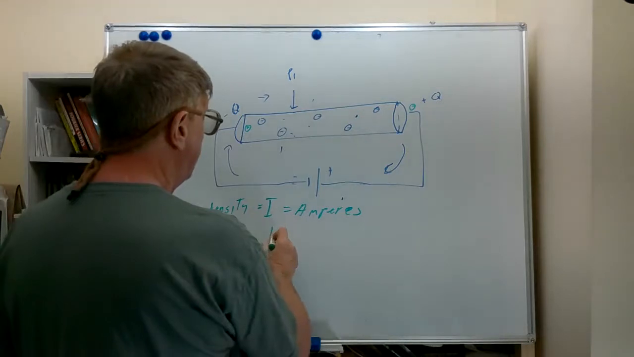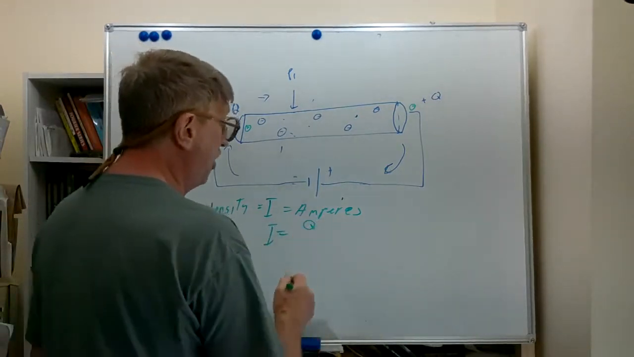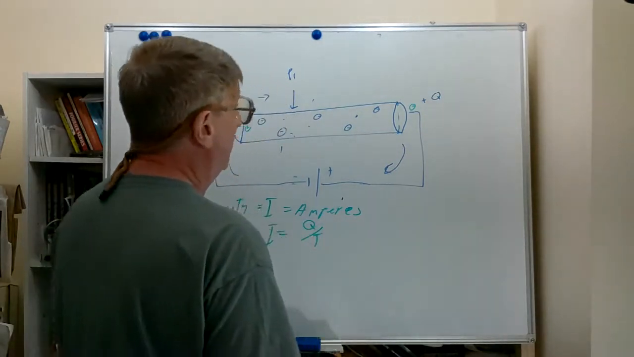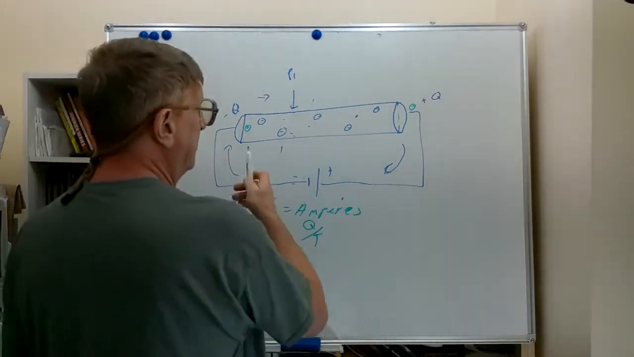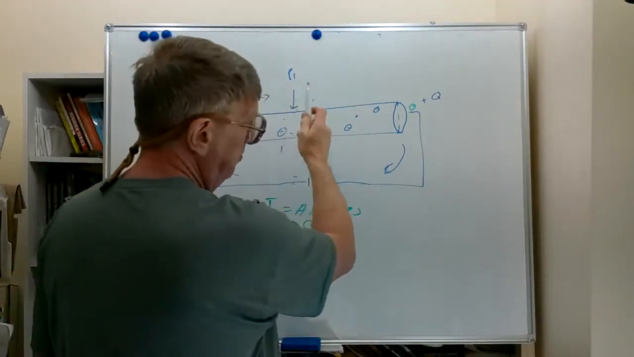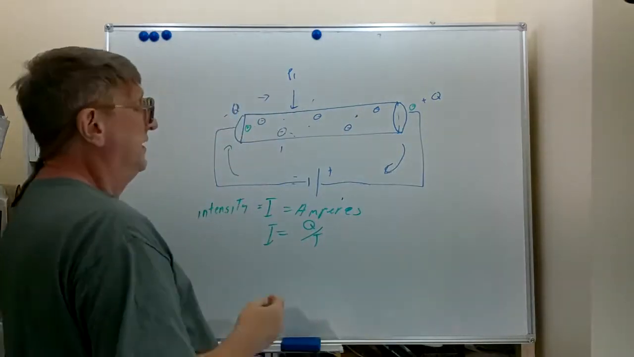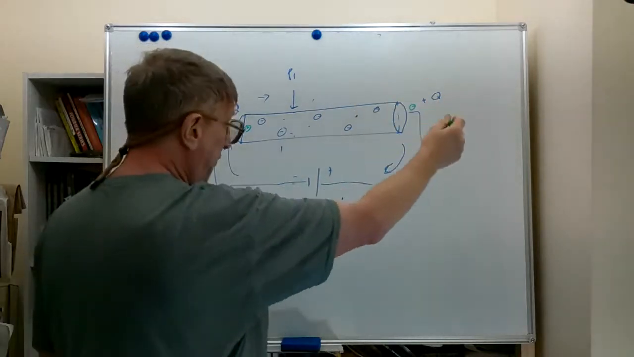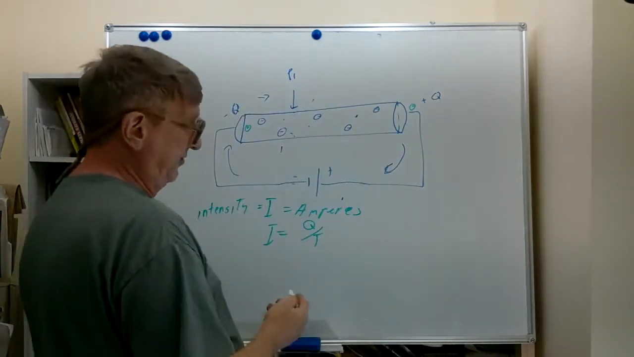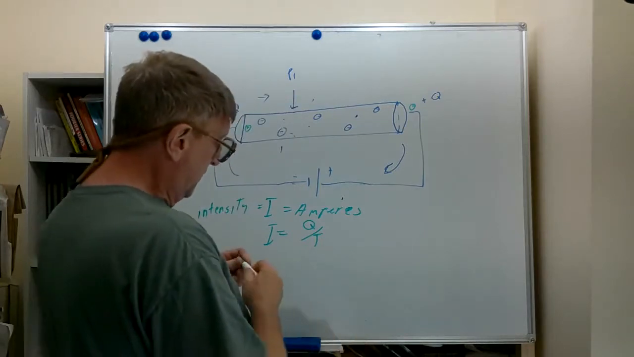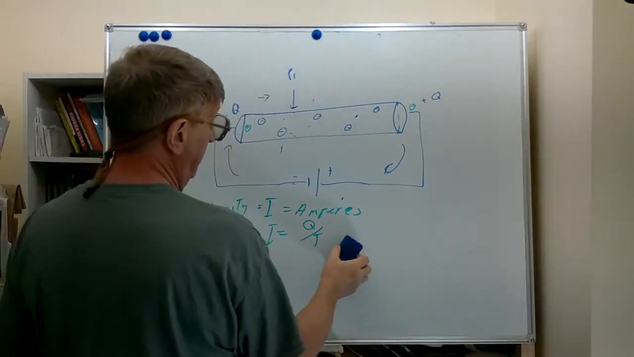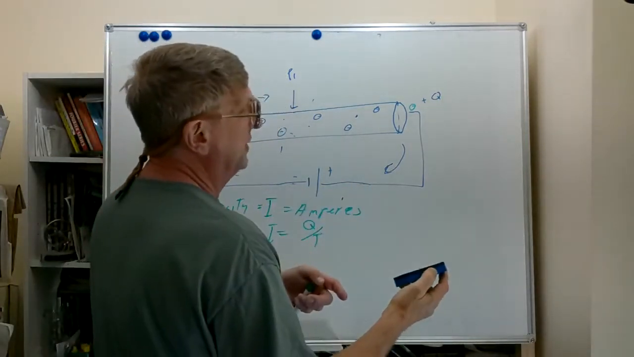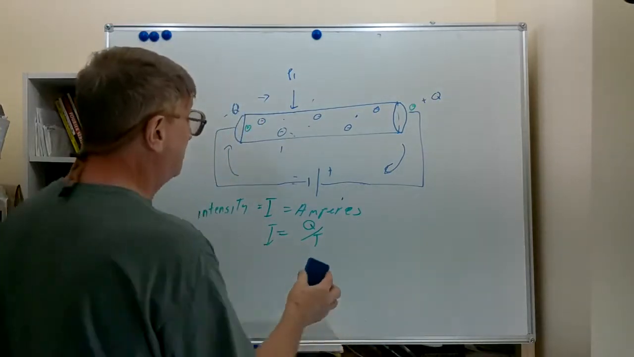And we can say that I is equal to Q, which is our charge in coulombs, divided by our time in seconds. And that's what we demonstrated just a few minutes ago. If we have 1 coulomb per second traveling past this point, we would have 1 amp. If we had 2 coulombs per second traveling past any point in this loop, we would have 2 amps. If we had 2 coulombs in 2 seconds, that would be 1 amp, because we've doubled the amount of the charge, but we've also doubled the time.